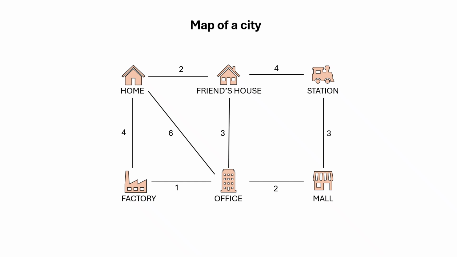Let's start with a practical picture. Imagine this is a map of your city. Here each of these are places: your home, friend's house, office, station, mall. Each road between the two places has a number on it. That is the time it usually takes to travel that road in minutes. So from home to your friend's house it will take you 2 minutes, from your friend's house to station it will take you 4 minutes, and so on.